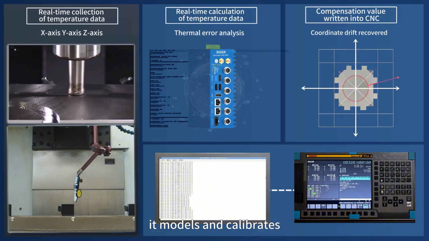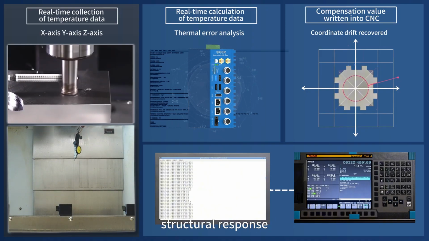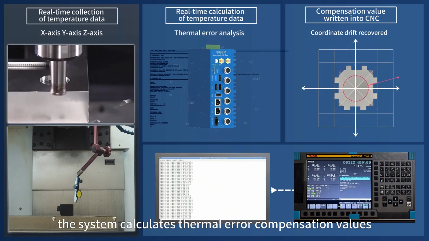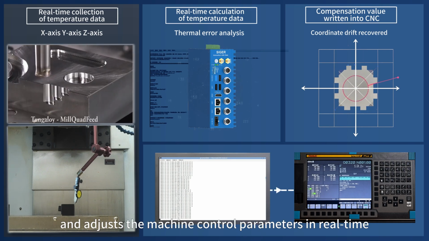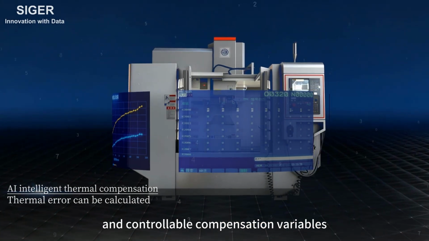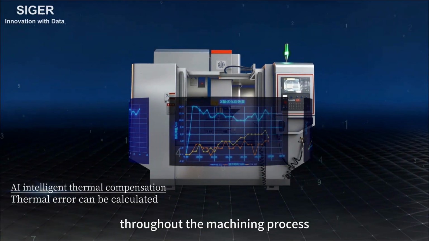Using AI, it models and calibrates the relationship between temperature changes, structural response, and accuracy deviations. When temperature variations occur, the system calculates thermal error compensation values and adjusts the machine control parameters in real time. Invisible thermal errors are transformed into computable and controllable compensation variables, ensuring stable dimensional accuracy throughout the machining process.